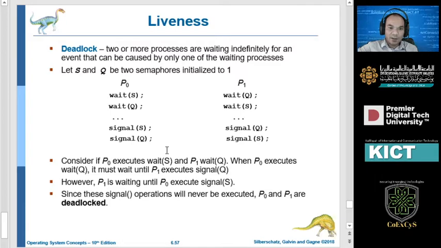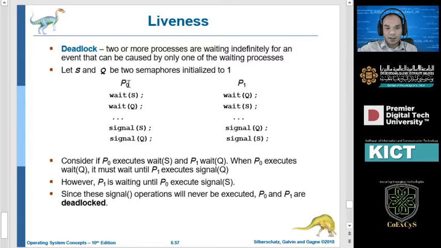One thing that causes liveness problems is deadlock. In a deadlock, two or more processes are waiting indefinitely for an event that can be caused by only one of the waiting processes. A deadlock is a situation where we have two processes, P0 and P1, and each process calls wait on two semaphores, both initialized to 1.